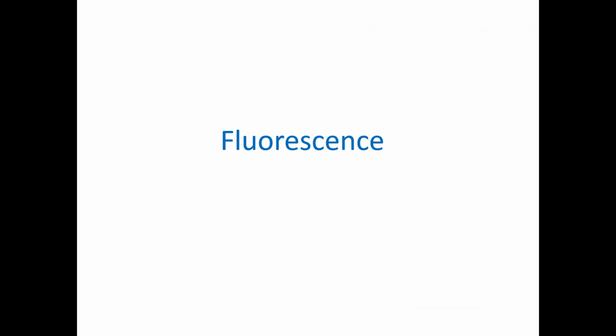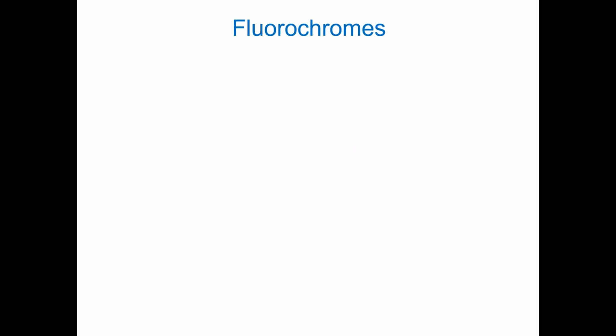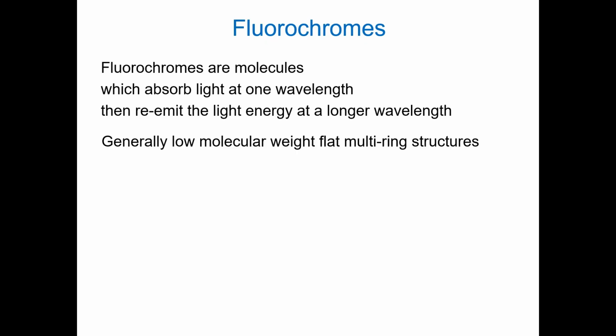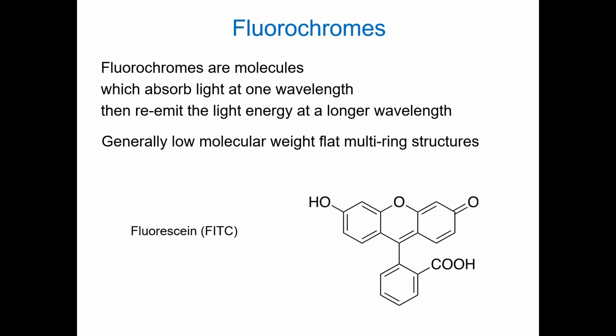Now let's delve a little more into fluorescence and fluorochromes. Fluorochromes are molecules which absorb light at one wavelength and then re-emit the light energy at a longer wavelength. Generally, they're low molecular weight, flat, multi-ringed structures. Here we have the structure of one of the most commonly used fluorochromes, fluorescein or FITC. You can see its series of rings.